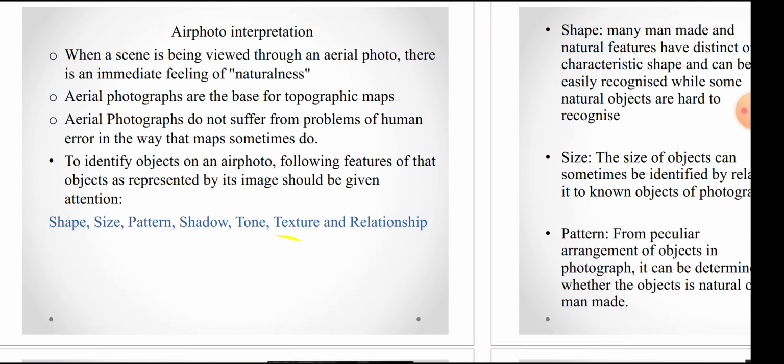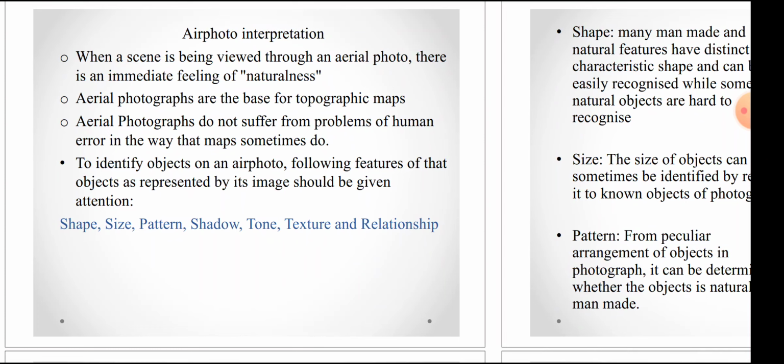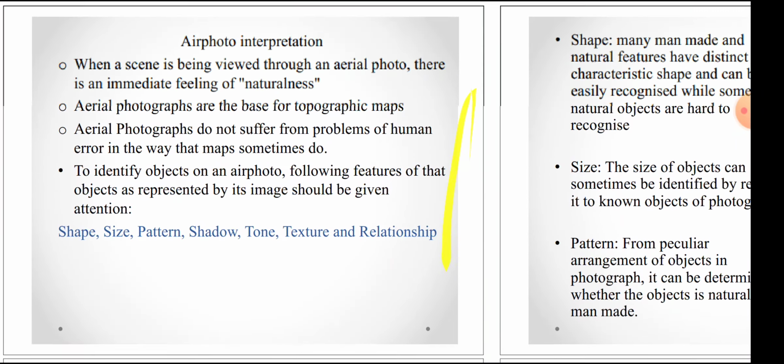Air photo interpretation. When a scene is being viewed through an aerial photo, there is an immediate feeling of naturalness. Aerial photographs are the base for topographic maps. Aerial photographs do not suffer from problems of human error in the way that maps sometimes do. To identify objects on an air photo, the following features of the object represented by its image should be given attention: shape, size, pattern, shadow, tone, texture, and relationship.